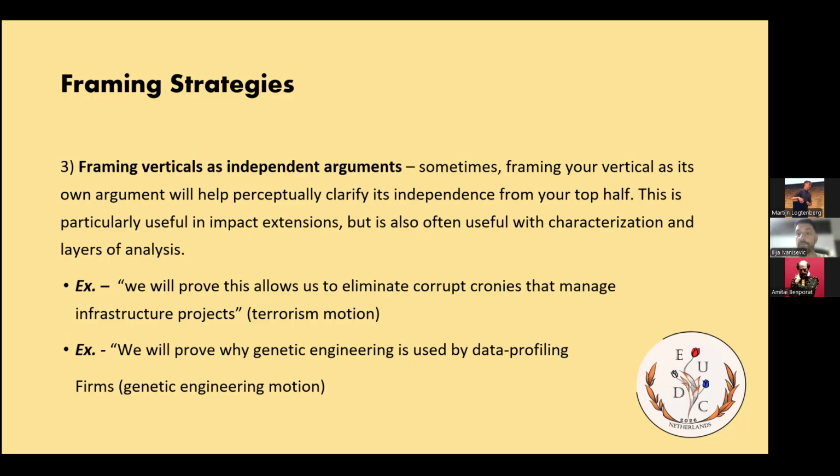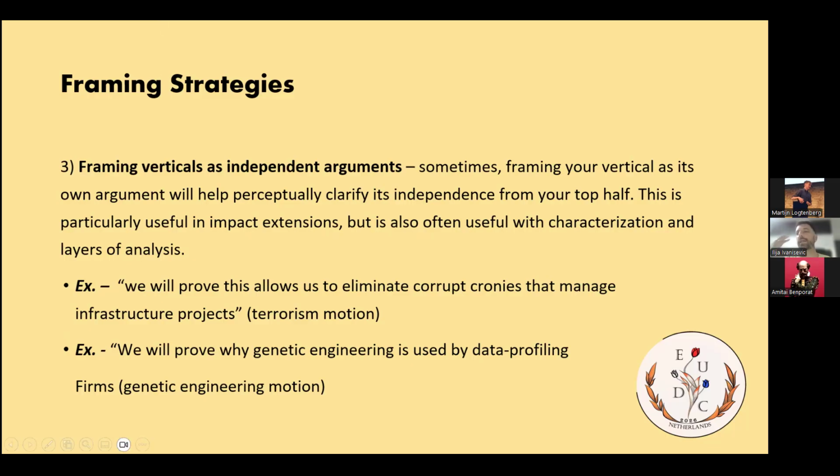Secondly, it is much more clear in terms of what is being filled, right? And kind of more explicit. I would say also it helps you to sort out your thoughts, to understand exactly what you are proving, right? And again, here we have a few examples. So, for example, we'll prove this allows us to eliminate corrupt cronies that manage infrastructure projects in the terrorism motion, and the motion about, just like you can have this. You're not filling any analysis, you just say, this is the name of the argument, and then you explain it.